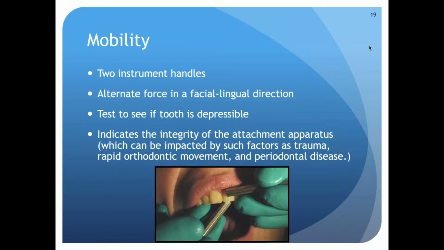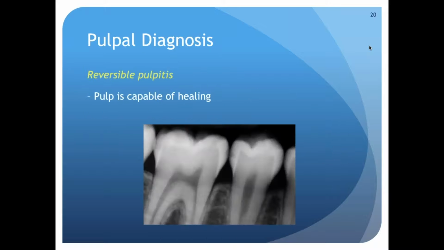We also want to see if a tooth is depressible, because that's not a good sign for the prognosis of this tooth if it's depressible. And it's basically going to tell us the integrity of the attachment apparatus, okay? And again, like I said, if there was trauma, periodontal disease, maybe they had ortho where they move things too fast. So just good to ascertain all those things before we get into treatment.